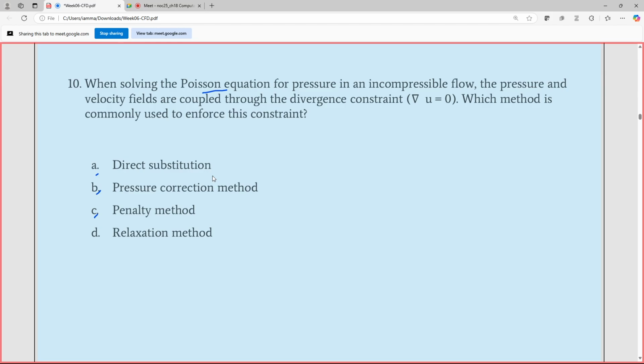So when solving the Poisson equation for pressure in an incompressible flow, the pressure and velocity fields are coupled through the divergence constraint. Which method is commonly used to enforce this constraint? Options are direct substitution, option B, pressure correction method, option C, penalty method, option D, relaxation method. You can try to answer the question.